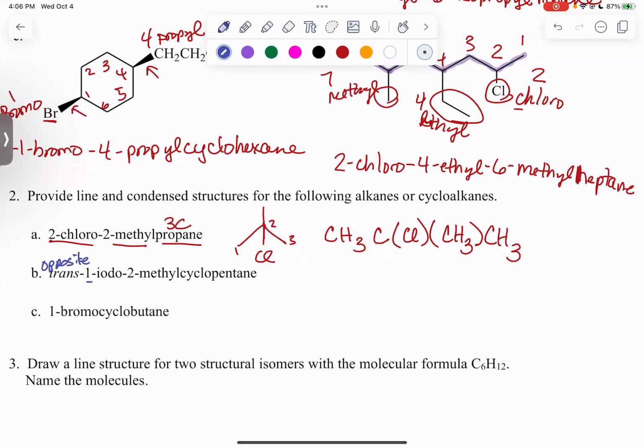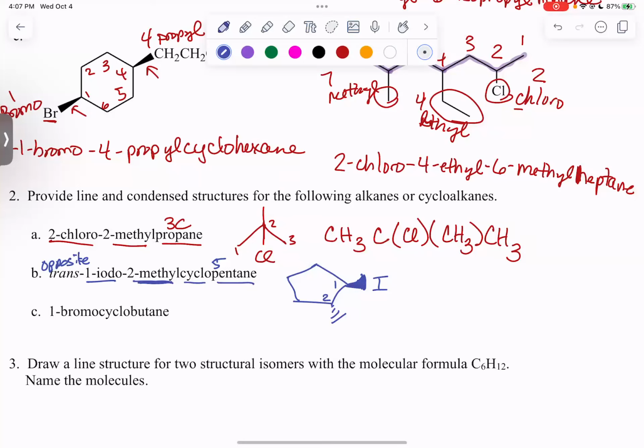Opposite. Then 1-iodo, 2-methyl, cyclo, telling me it's a ring, pentane is 5. Okay, so I need a 5-carbon ring, so that's kind of the house one. All right, and then we'll pick that one as number 1, and that's going to be iodo, but it's trans, so I have to draw 1 as the solid triangle, and we said that's going to be the iodine, and then 2 is going to be the methyl, so I'm going to do that as the little dashes, and I don't have to add anything to it because it's just 1 carbon. Cyclopentane, that's it.